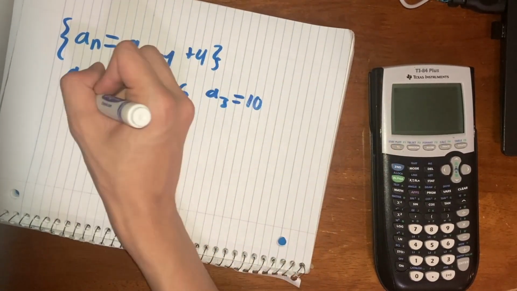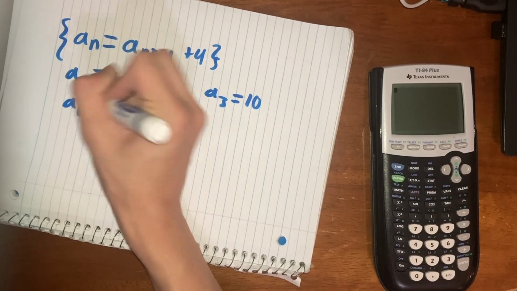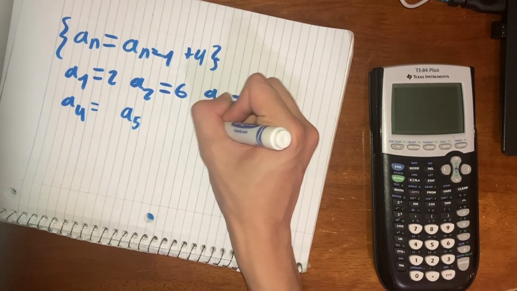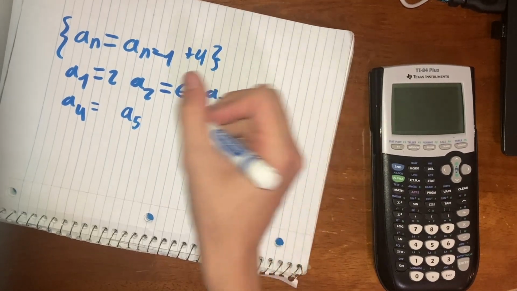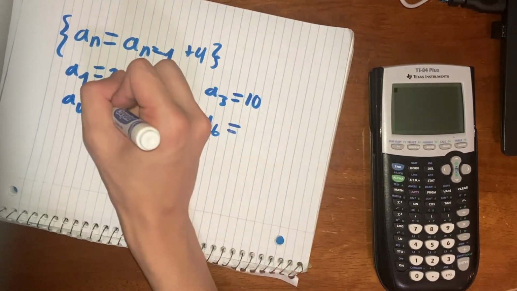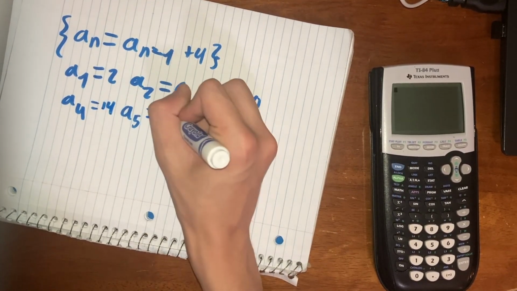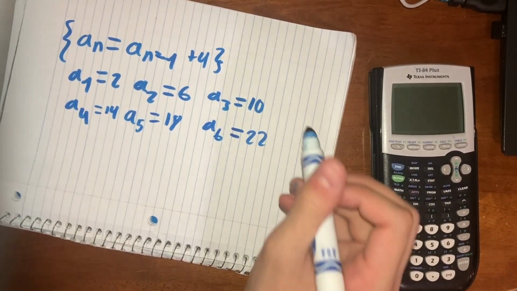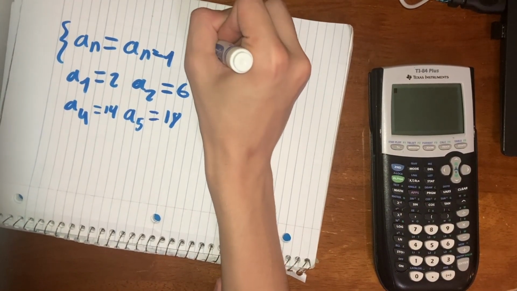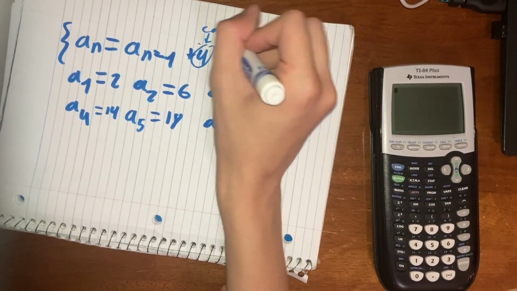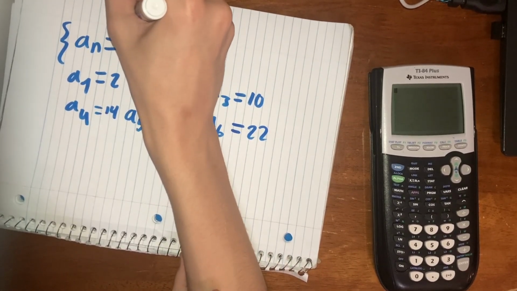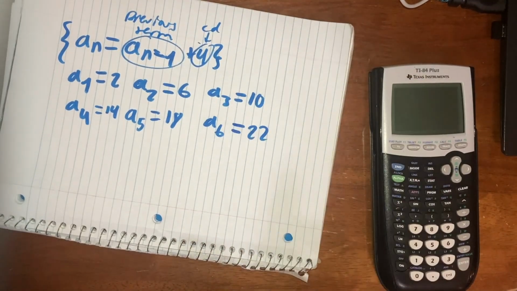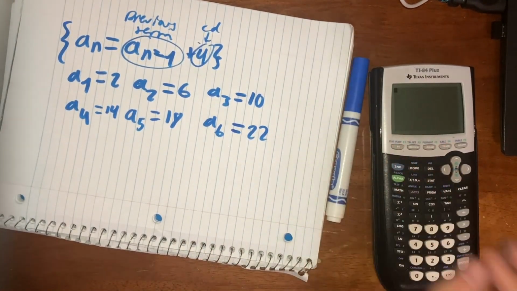So 10, a sub 4, let's just write the rest of these out for convenience. So then we have 14, 18, and 22. So this is our common difference, and this is the previous term. Back to the presentation.